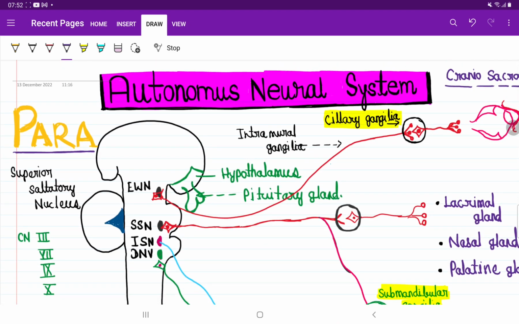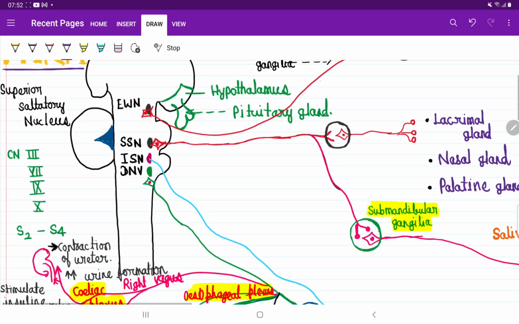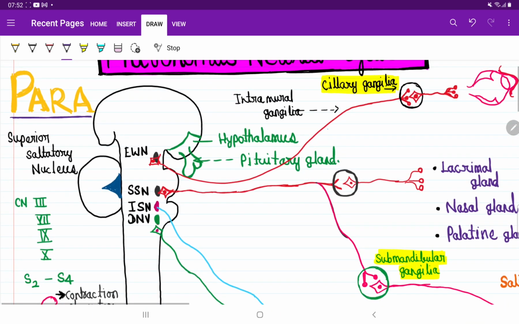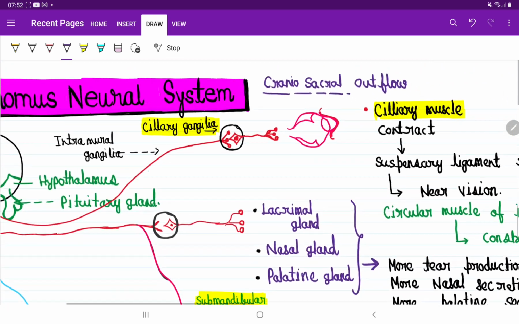Now we discussed that in the sympathetic neural supply there is a chain of ganglia on both sides of the spinal cord. Here you will not find any chain of ganglia on both sides of the spinal cord. Ganglia will be present near the organ. There, if you remember, ganglia were present near the spinal cord; right here, ganglia are near the organ. Here also we have a preganglionic neuron, ganglia and a postganglionic neuron.